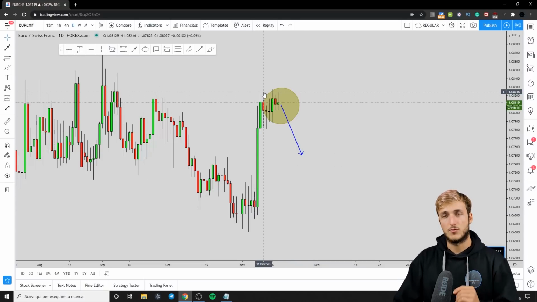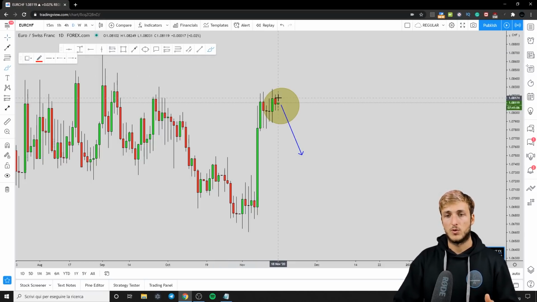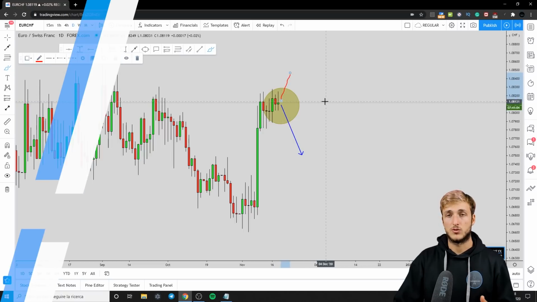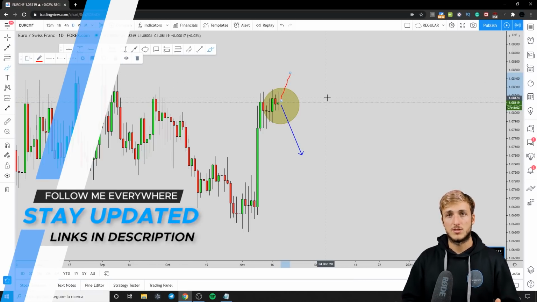However, we have to wait for the 4-hour to shift, because at the moment everything is still bullish, and if everything will remain like this, the market will easily continue to the upside, and at that point, as traders, we will simply adapt to the new market structure.